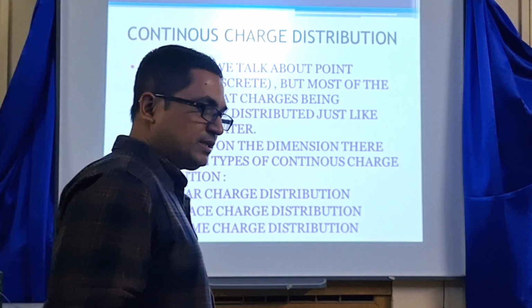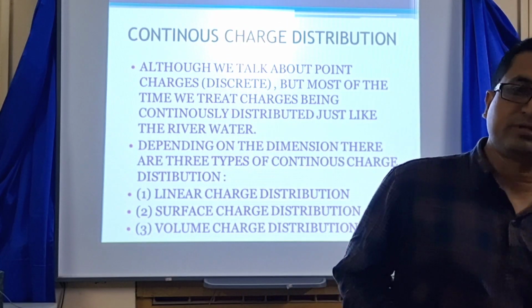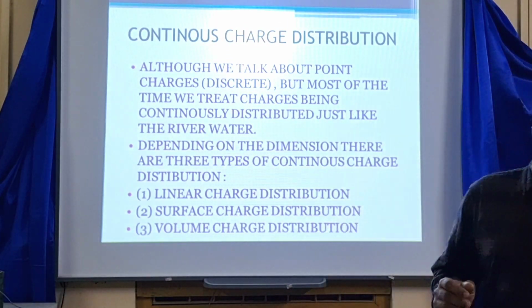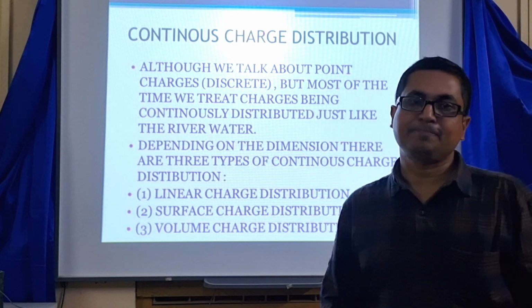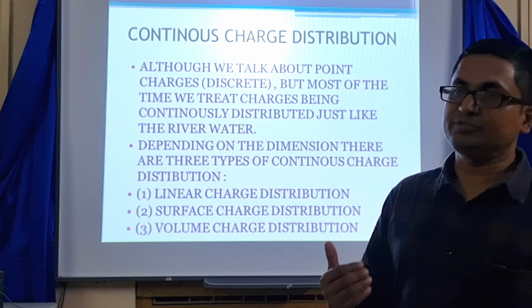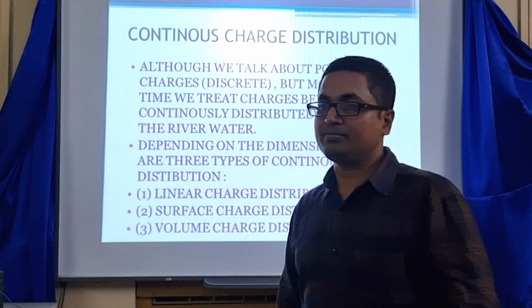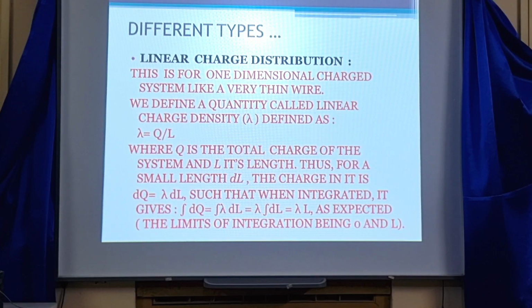So we get the point that the charge is continuously distributed, just like that of water in a river, and we have three types: linear, surface, and volume. So what is linear charge distribution?